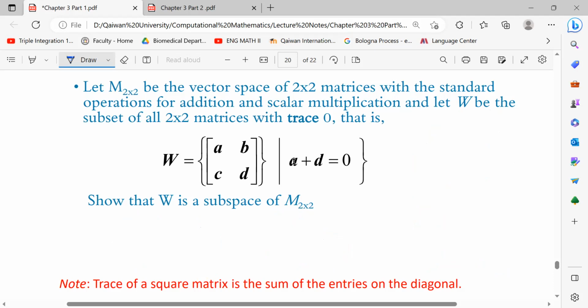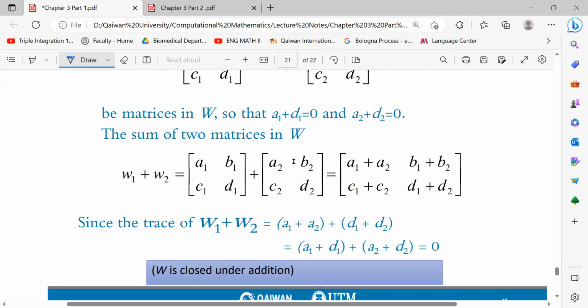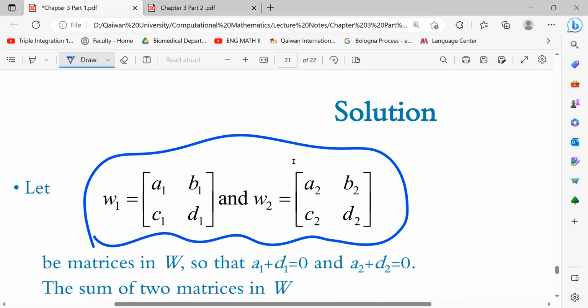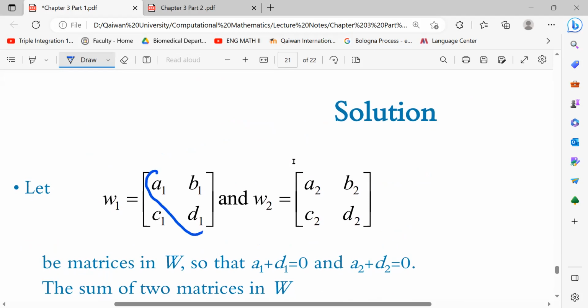We take any two members from W. We must show that the sum of them is still in W. And also, if we multiply any member in W by a scalar, we must get a member in W. Look, here we take two members. We let W1 and W2 be two members in W. Since these are in W, that means in this matrix, the sum of these two is 0. That means A1 plus B1 is 0.